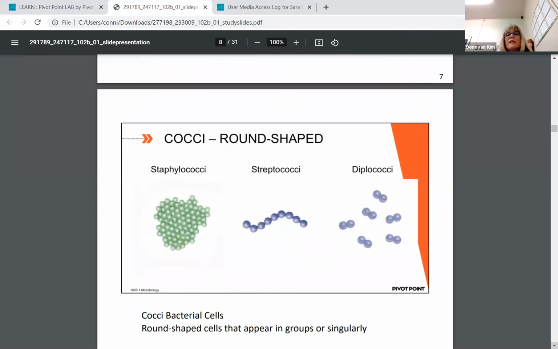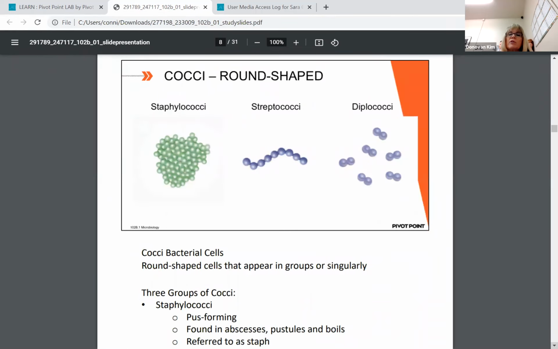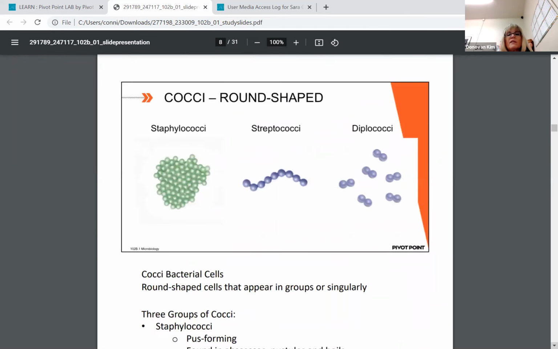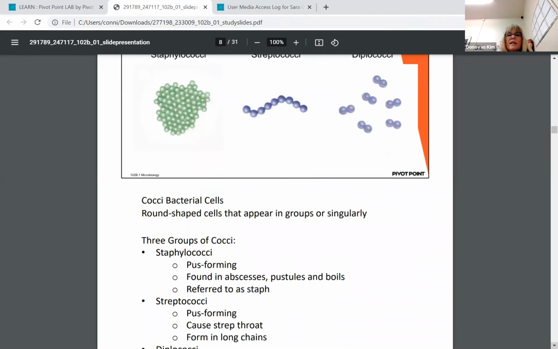Okay. Like I said, you're going to need to know the three shapes of bacteria. So here's what they are. You have Staphylococcus, which is known as staph. We've all heard of staph infection. It is pus forming, found in abscesses, pustules, and boils. It grows in a bunch. If you have a staff of people, you have a bunch of people. So it grows in a cluster. All of these, since they're bacteria, are pus forming. But these are going to cause things like staph infection, abscesses, pustules, and boils.